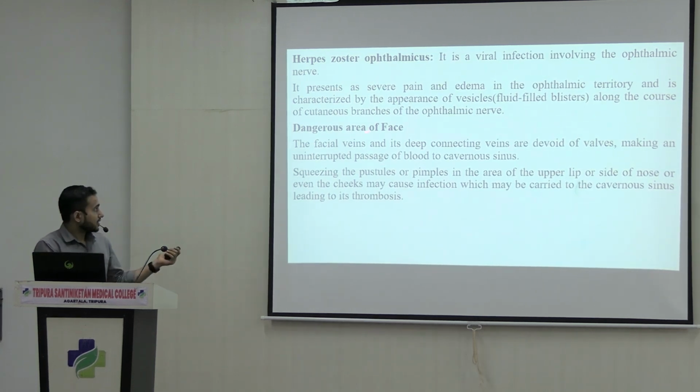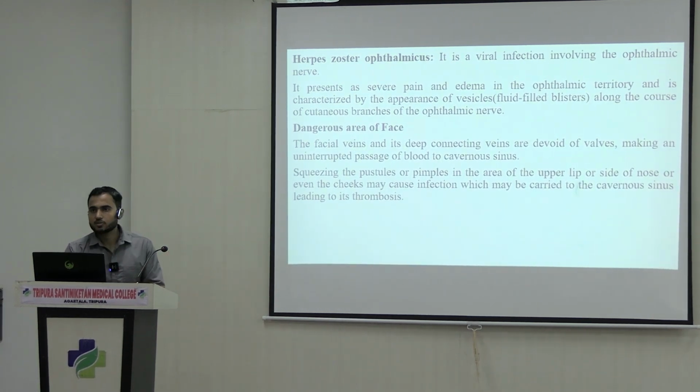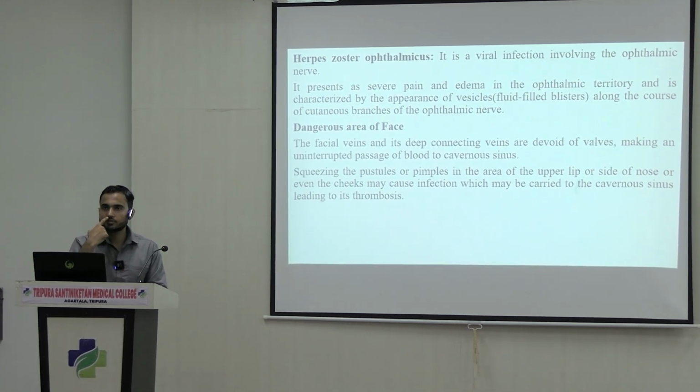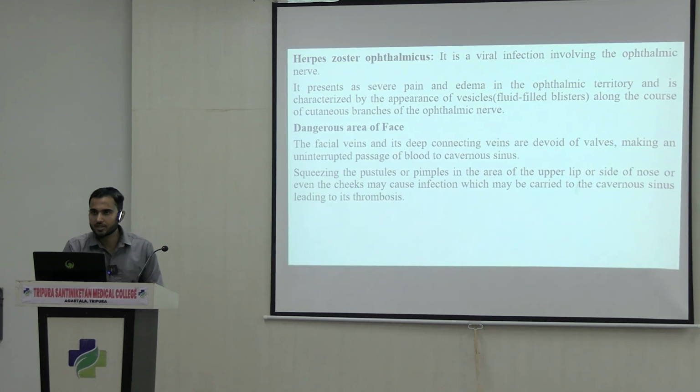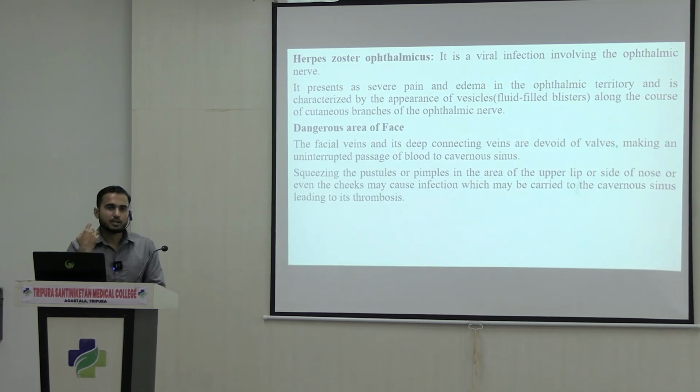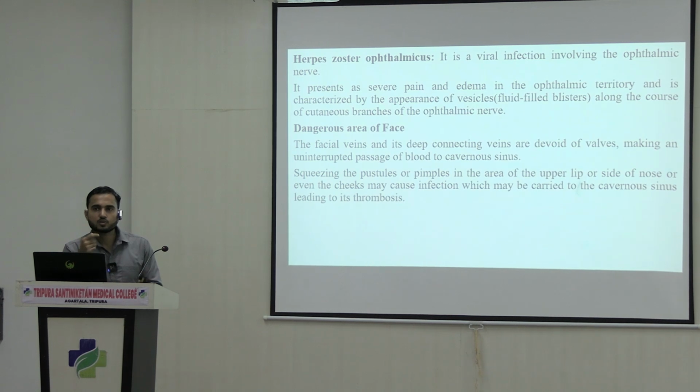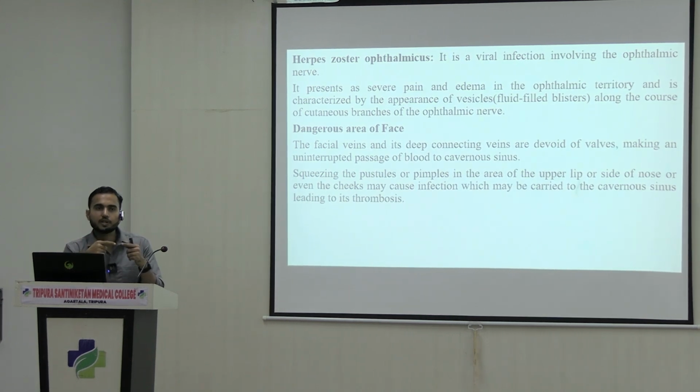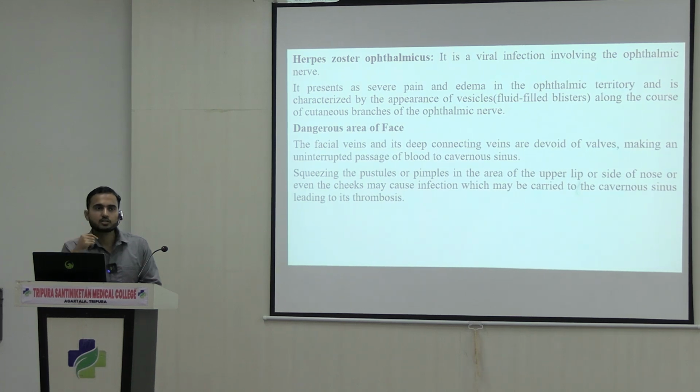Next is the dangerous area of the face. So what is the dangerous area of the face? Already we have discussed, that is the upper lip and lower part of the nose. This is the dangerous area of the face. If there is any pustule or pimple, don't try to squeeze it. What will happen? The infection can spread in a retrograde direction, and if it spreads, there may be chances of getting thrombosis in the cavernous sinus.